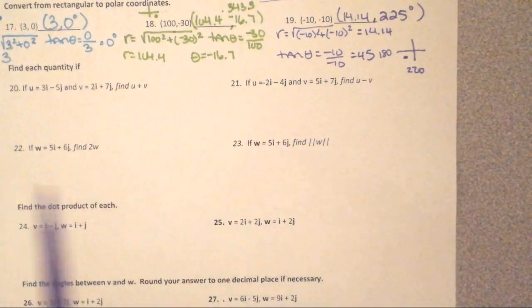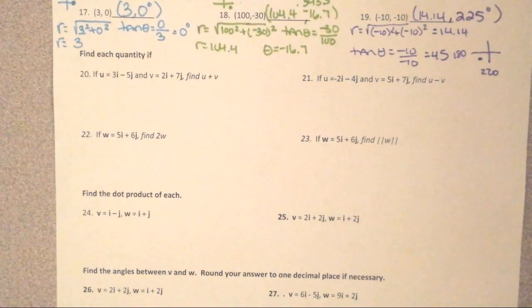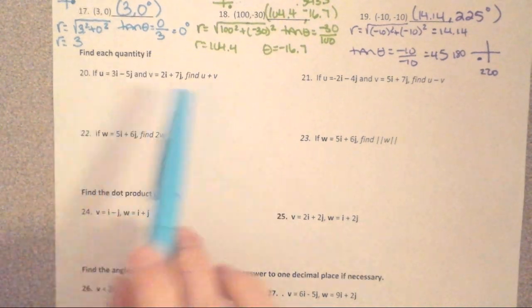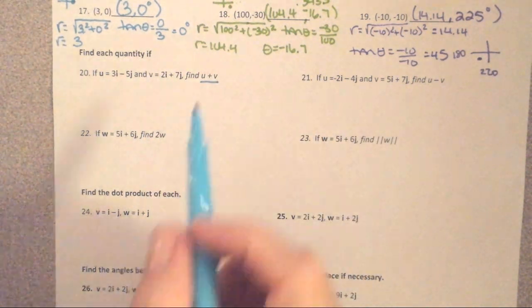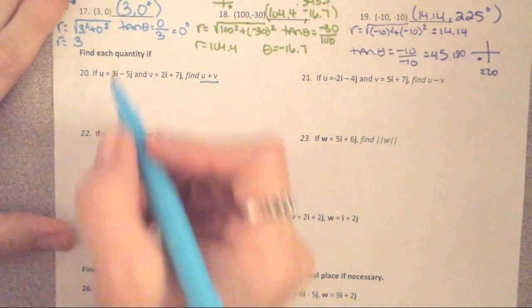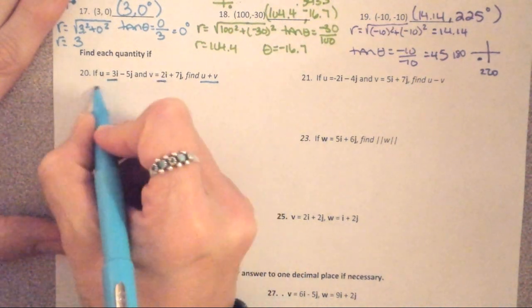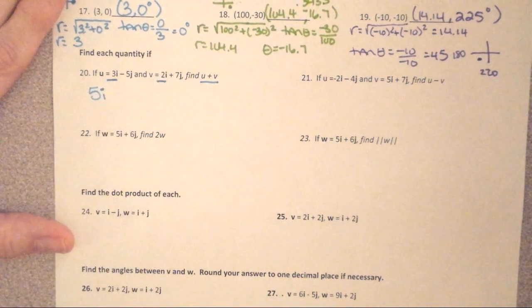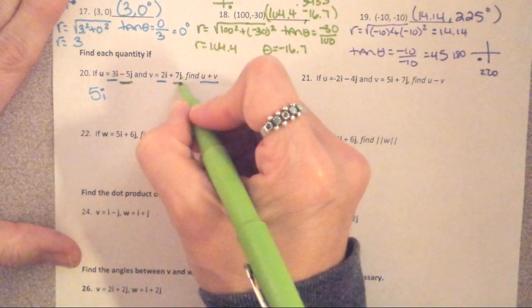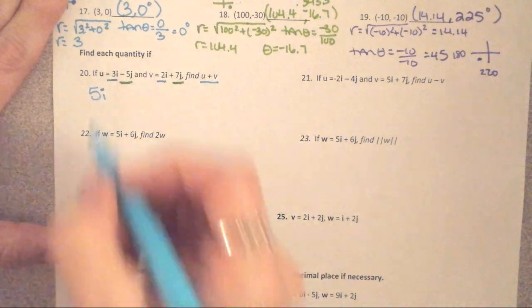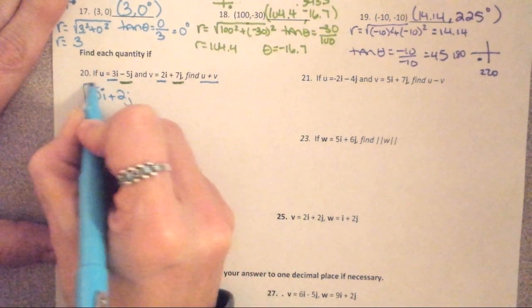Okay. On 20, 21, 22, and 23, we're going to either add, subtract, multiply, or find the magnitude, whatever they seem to ask me for. So on number 20, they're asking me to add vector u and v. When you add vectors, you add the i's with the i's. So 3i plus 2i is going to give me 5i. And I'm going to add the j with the j. So negative 5 and positive 7 is going to give me positive 2.